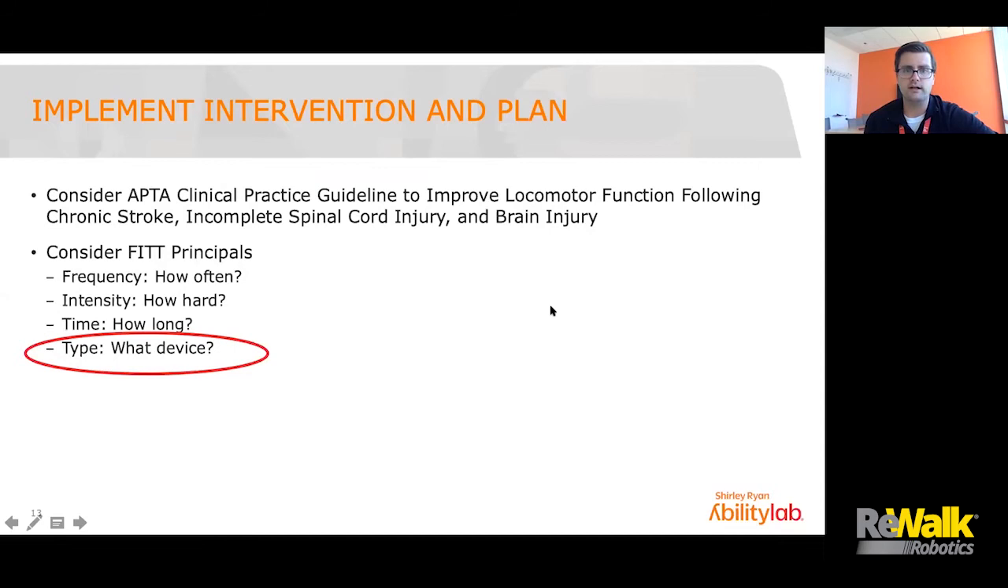So then implementation, you want to think about things that you would normally think about when you're doing any sort of intervention. FIT principles, so frequency, intensity, time, and type. And for our purposes, it's that type. It's really where you figure out what device am I going to use in order to deliver the frequency and the intensity that I want. Touching on that, the APTA clinical practice guidelines are certainly good to consider. I think the robotic statement doesn't necessarily support its use right now, but the statement of moderate to high intensity gait training is strongly recommended. And I think that these devices can be used as tools to implement that recommended intervention.